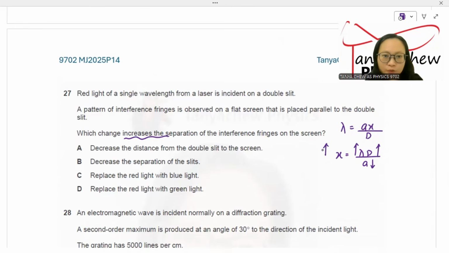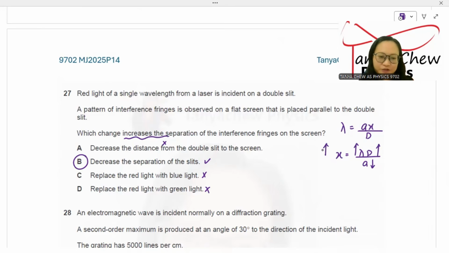Right, now decrease the distance, double slit to the screen. No, I want it to be increased in order for me to increase the separation between the fringes. Decrease the separation of the slit. This is correct. Replace the red light with blue light. You are decreasing the wavelength. No. Replacing the red light with green light. You are decreasing the wavelength. No.